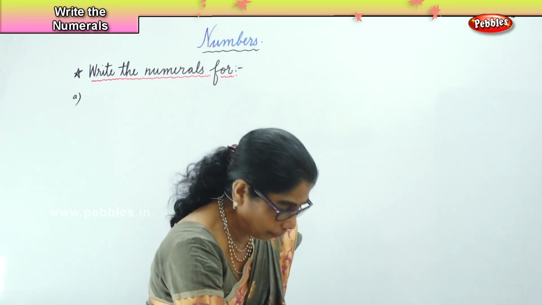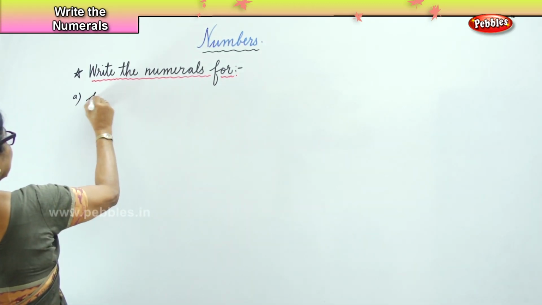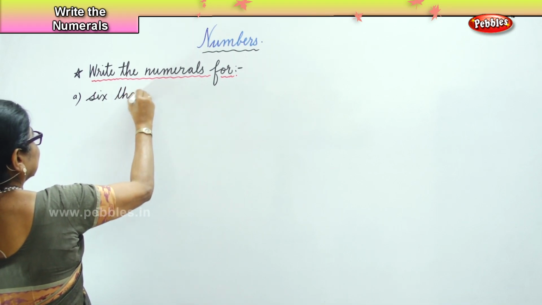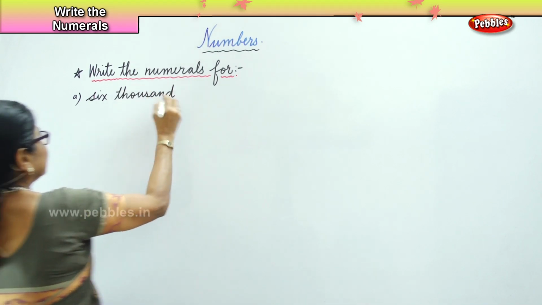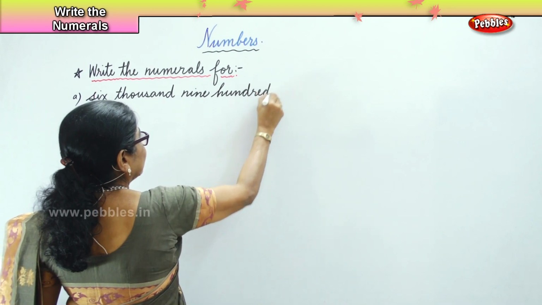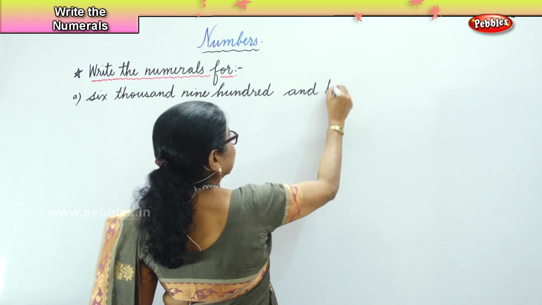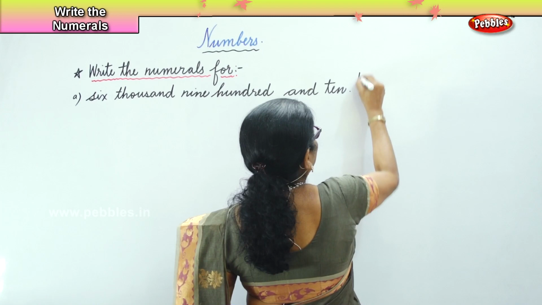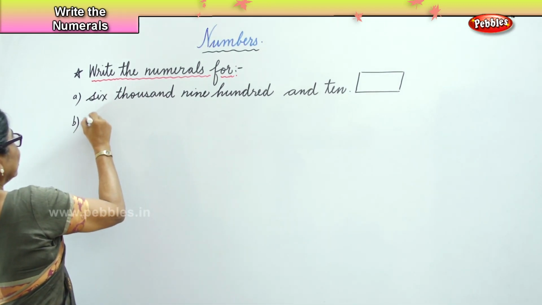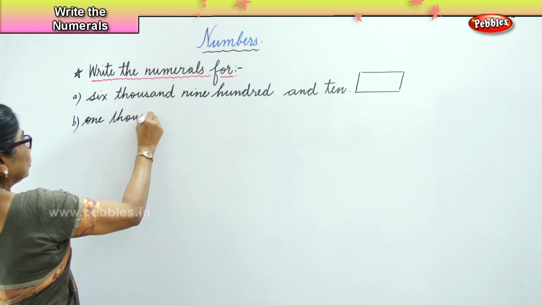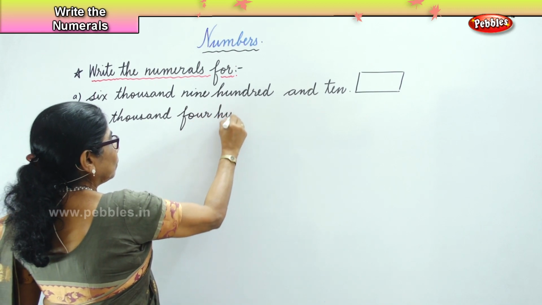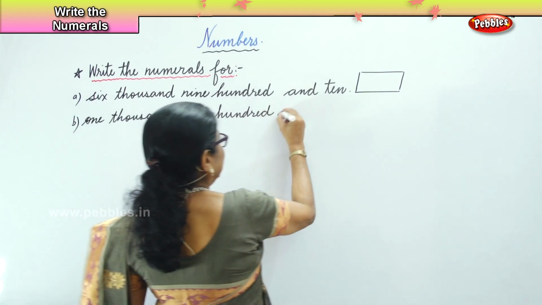A. First one, what I'm going to give you is 6,000 910. 6,910, and here I give you a box. Next, 1,000 400 and 13.